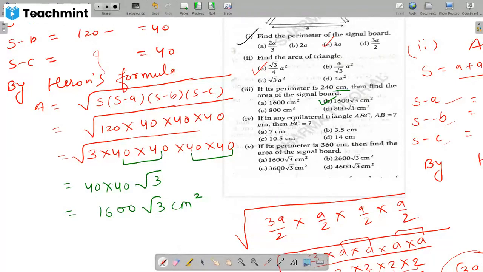The fourth part of this question is, if in any equilateral triangle ABC, AB is 7, then BC will be what?